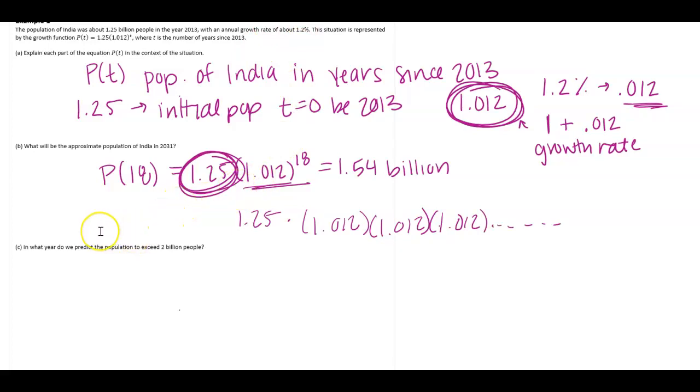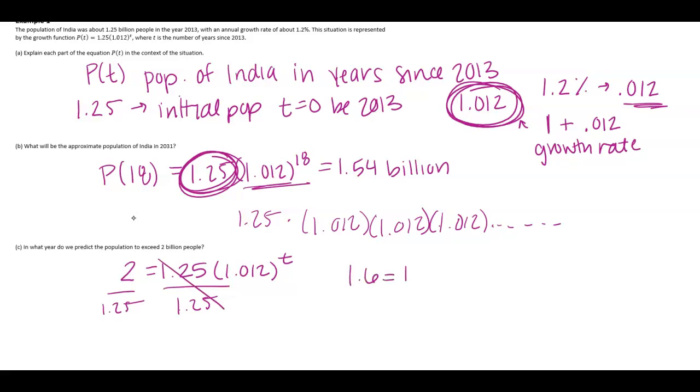All right, if I want to know in what year we predict the population to exceed 2 billion people, well, then that's going to be the population that I look at right here. And now I'm solving that for t. So I'm going to divide by 1.25 on both sides first. And I get 1.6 equals that base, that growth rate, if you will, to the power of t.